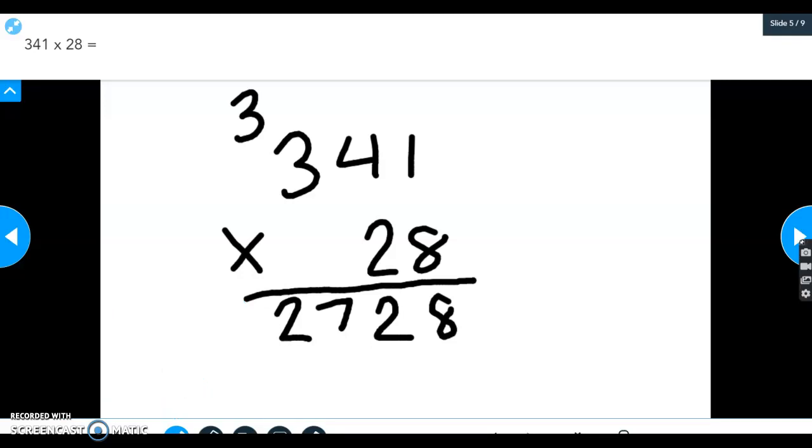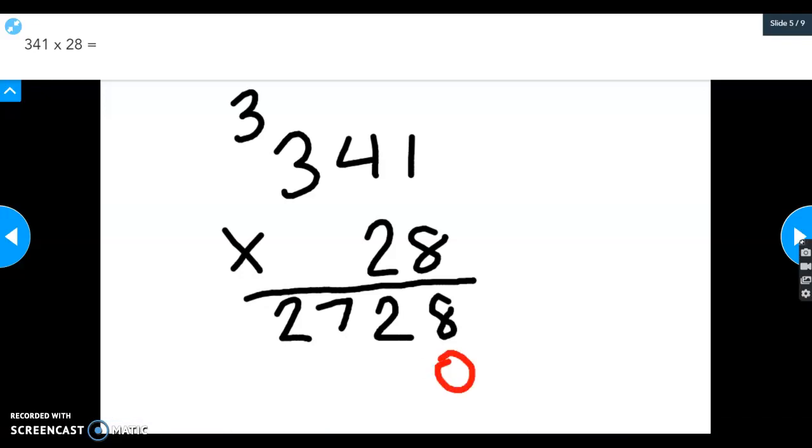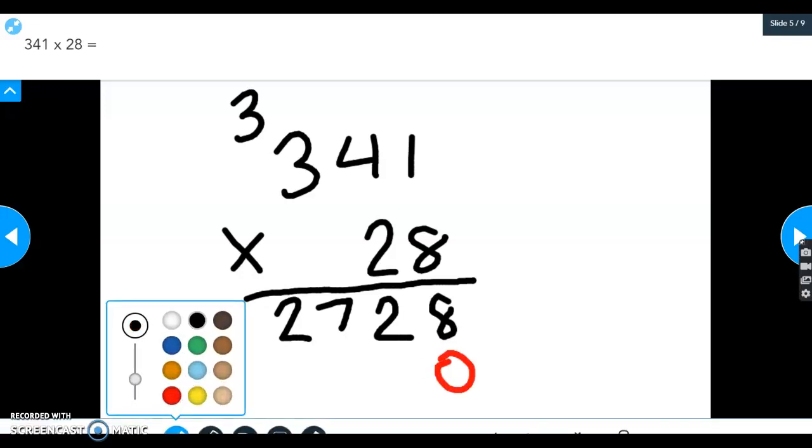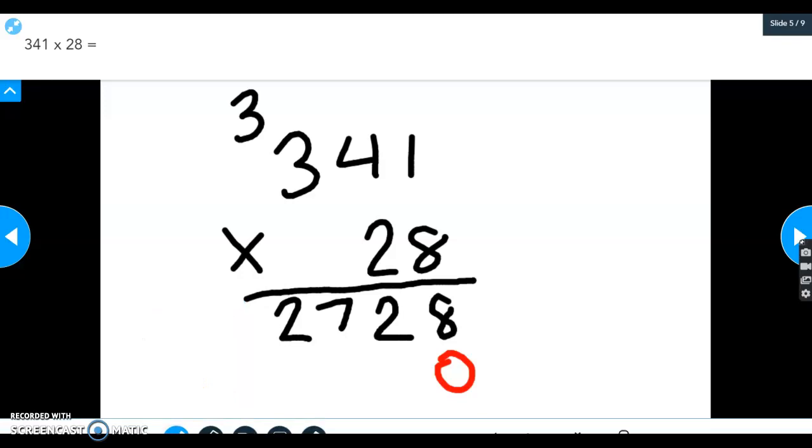What do we do after we finish multiplying our number in the ones place by all of our digits up top? We add our magic 0. So now that I've added my magic 0 to hold my place, I'm going to be multiplying my number in the tens digit, which is 2.